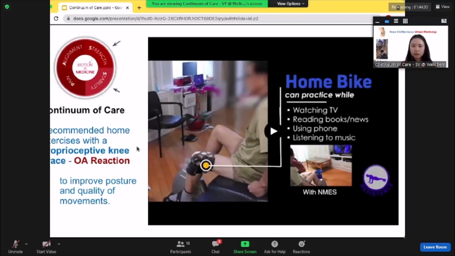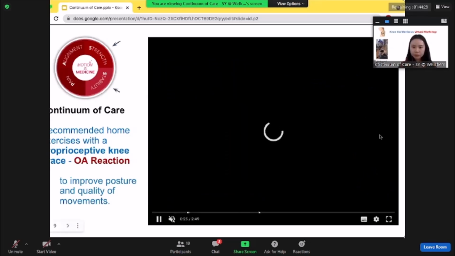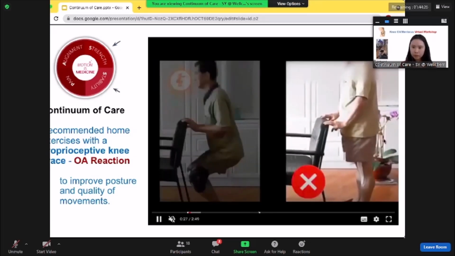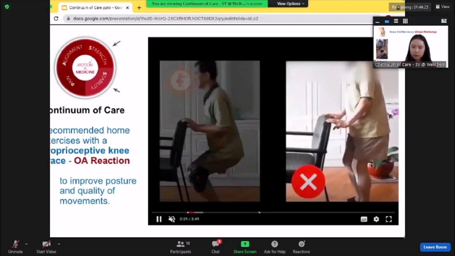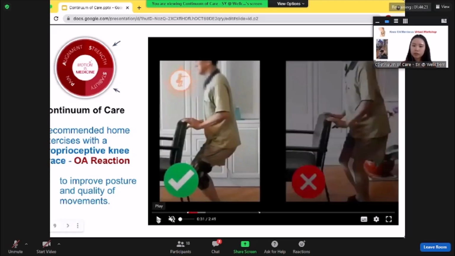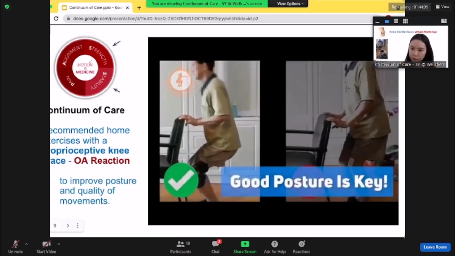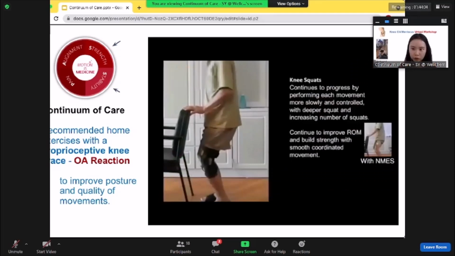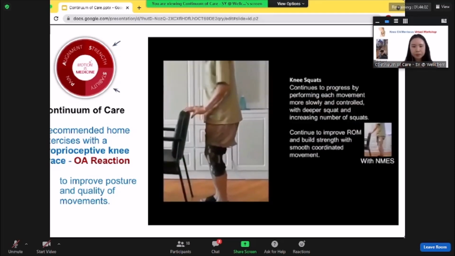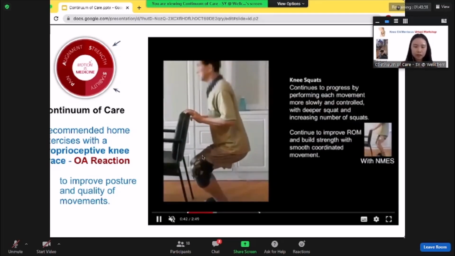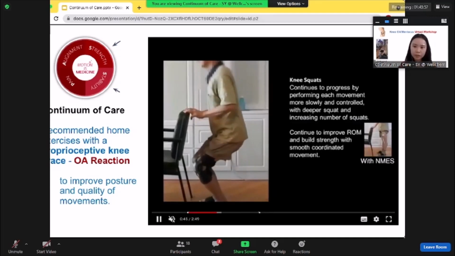If you look at this video here, you can see that the patient without the brace, both knees are not in sync and there's poor quality of movements. This is usually due to overcompensation by the other knee, whereas with a proprioceptive knee brace, such as the OA reaction, you can see that there is better quality of movements and there is also improved posture. Yep, so you can see how much better the knees are, much more in sync already.